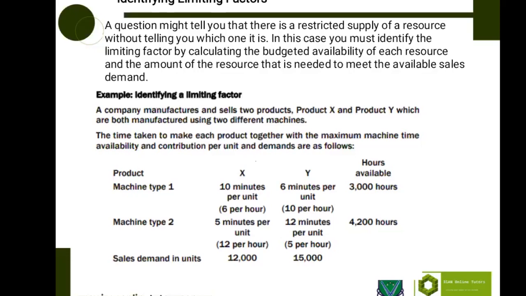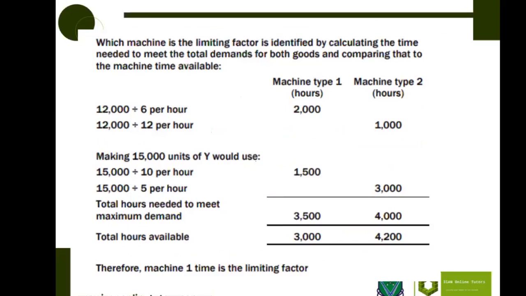So the rates are 6 per hour and 10 per hour. Machine type 2 uses 5 minutes per unit for product X and 12 minutes per unit for product Y. Total available hours are 3,000 hours and 4,200 hours for the two machines. Sales demand in units is 12,000 for product X and 15,000 for product Y. Since we don't know which machine is the limiting factor, and both are used in producing the two products, we need to determine which of machine type 1 and machine type 2 is limited.